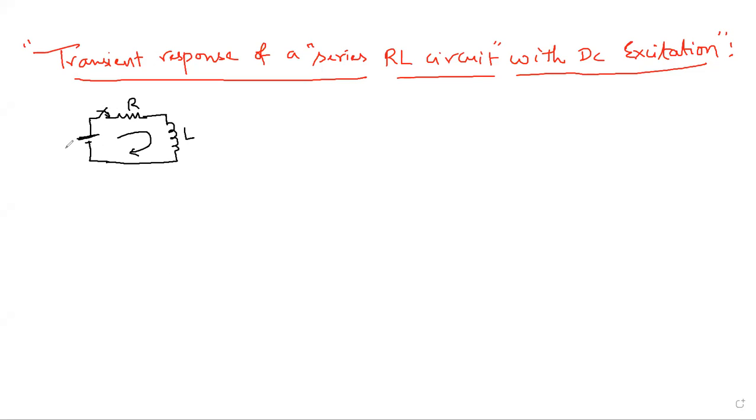Okay, this is your transient condition. This is your V of t, the voltage changing with respect to time, and this is the direction of your current I of t. So now, the transient response of series RL circuit with a DC excitation. Clear? The title is suitable now for this circuit.